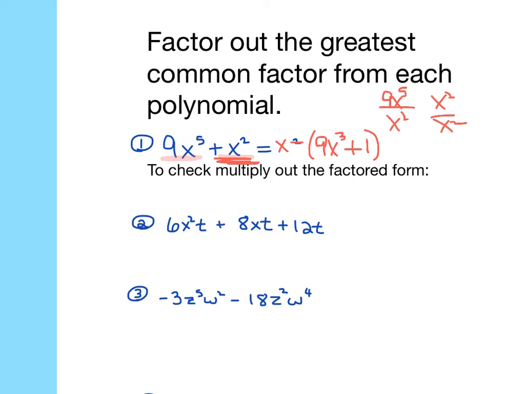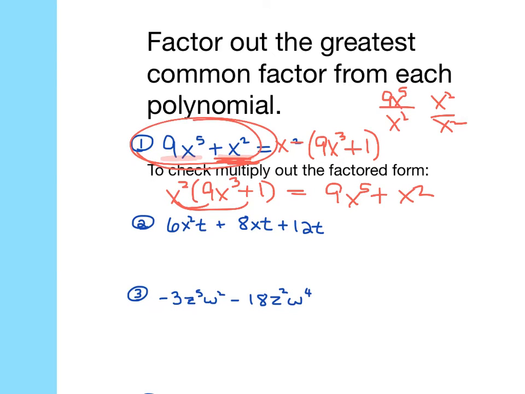Now remember, I can take what I just created and check that I did it correctly, and I can distribute or multiply out that GCF back to my binomial. So when I multiply it back, I end up with 9x to the 5th, and then I multiply here, and then I get x squared. If it doesn't go back to what you originally started with, you've done something wrong. All right, let's try the next one.